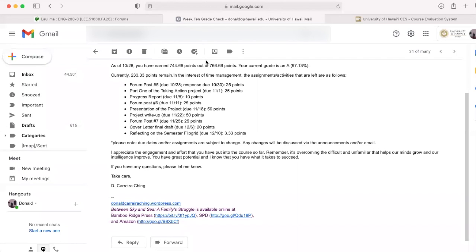So I give grade checks at major areas. So right after the first part of the project's done, at the end of the research project, and you'll notice here, it provides a breakdown of how many points they've gained, how many points we've had so far, their grade, what's left, and then what's due. And so they get a sense of what's due at the end there, so they know what they're going to have to achieve.